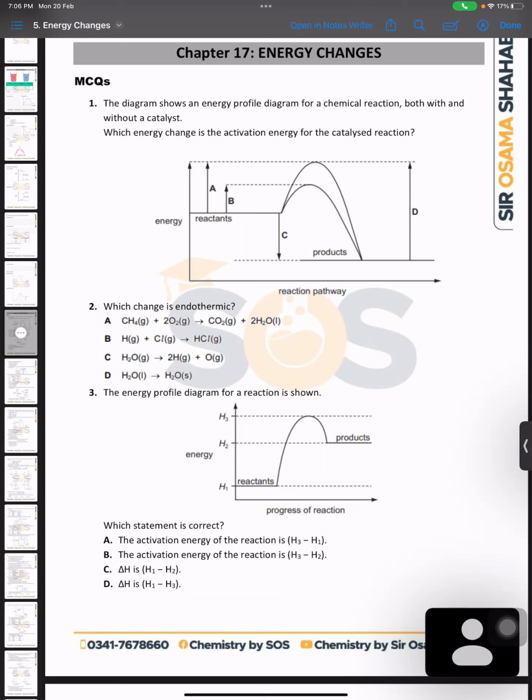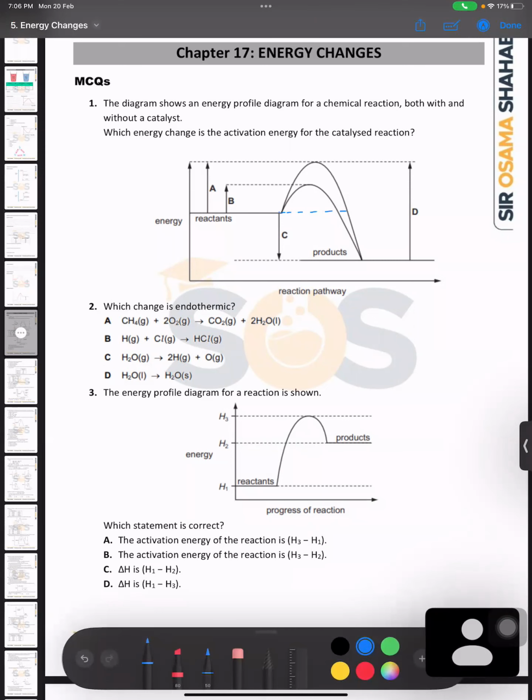B. B for ball, right? Yes. Okay, so that's right. You can see this. The diagram shows an energy profile diagram for a chemical reaction, both with and without catalyst. Which energy change is the activation energy for the catalyzed reactions? But we know that the activation energy is from reactant to the highest peak, right? This is what activation energy is all the time.